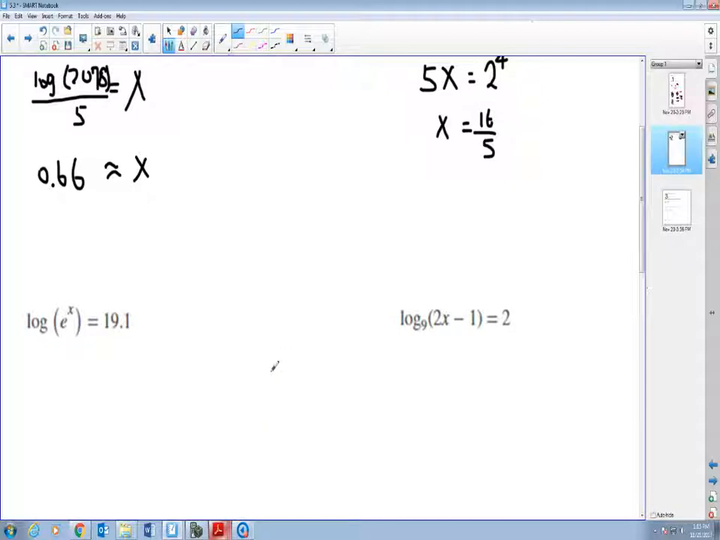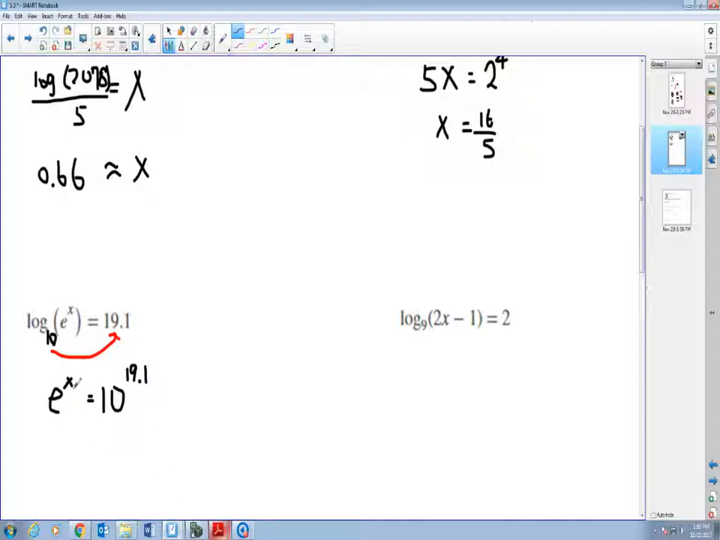Alright, this one is interesting because this is a log with a base 10 of e to the x power. So this is not a natural log. This is just a regular log with a base 10. So again, I'm going to convert this into an exponential equation and go from there. Move my base to the other side of the equal sign. So I can have e to the x equal to 10 to the 19.1 power.